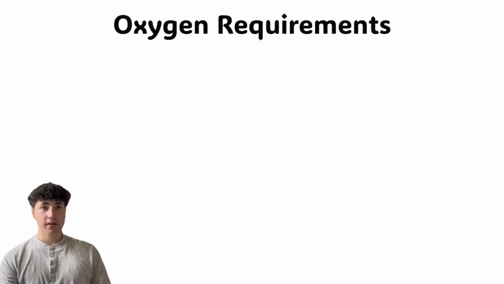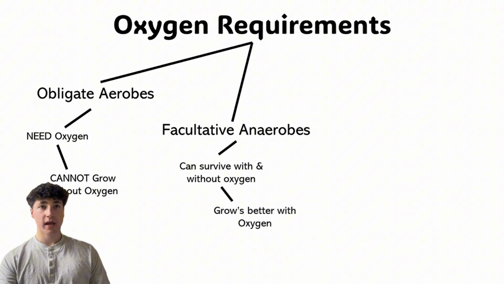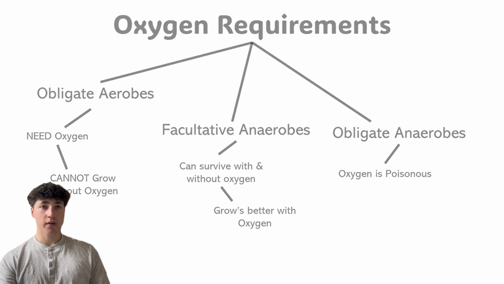Oxygen requirements. So some cells are obligate aerobes, meaning they need oxygen and cannot grow without it. Facultative anaerobes can switch between oxygen and no oxygen, but they grow better with oxygen. And then obligate anaerobes, oxygen is poisonous to them.